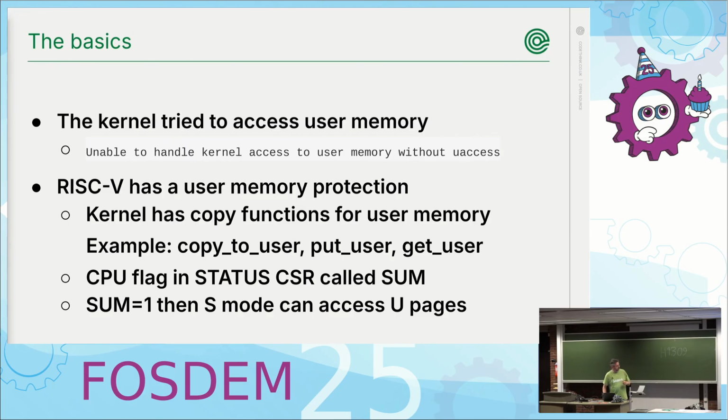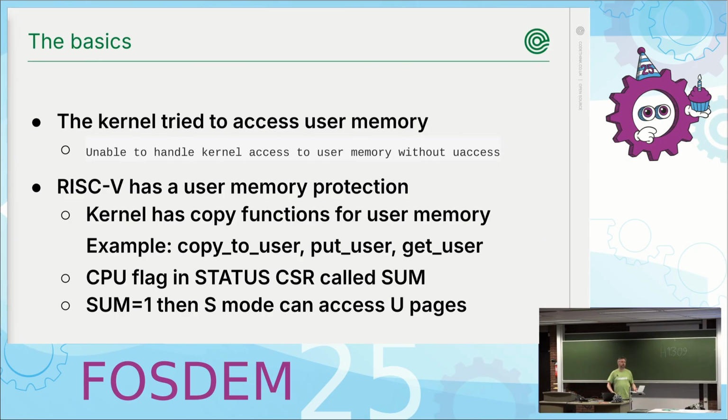So, for example, just to go into this feature a little bit more, each CPU core has a status control status register with a flag called SUM in it. SUM stands for permit supervisor to user memory. When this flag is set, it obviously allows it. If it isn't set, then you get this specific fault.